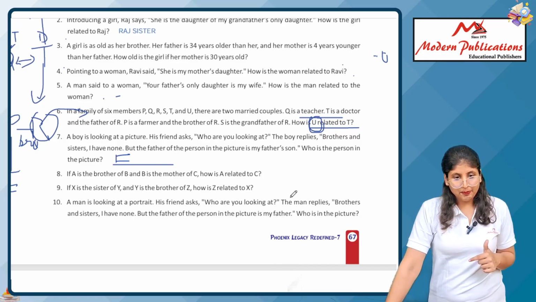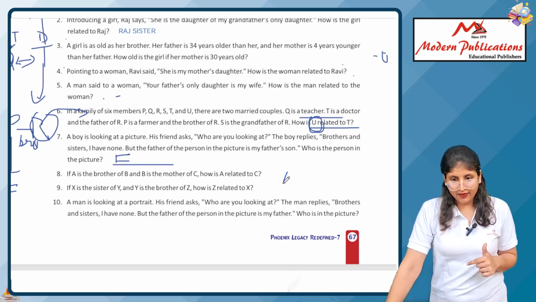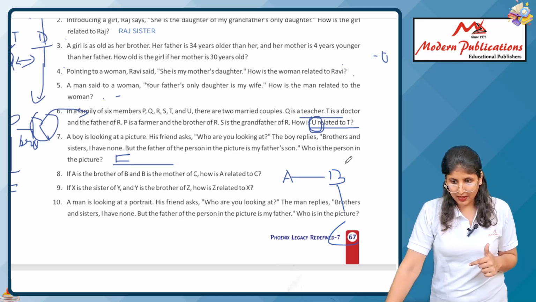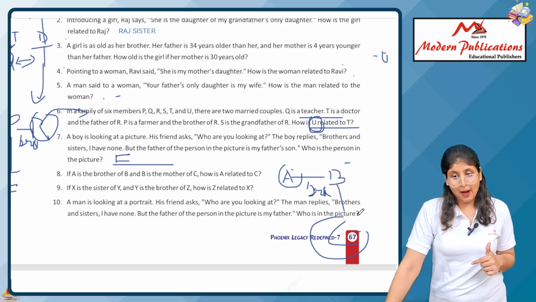If A is the brother of B and B is the mother of C. How is A related to C? Means Mamaji. So A is a Mamaji of C.